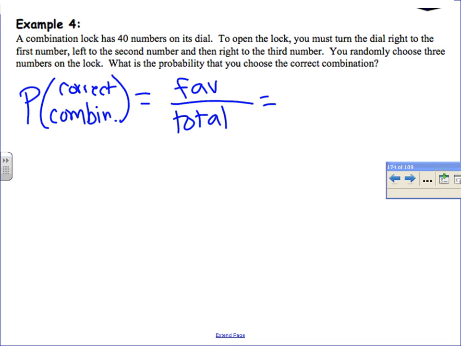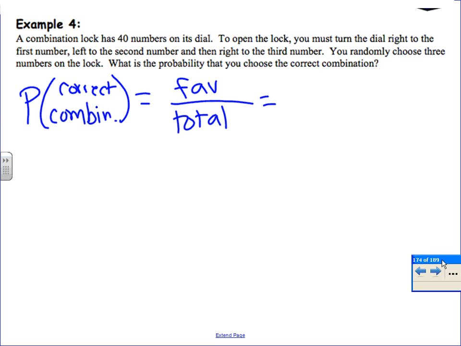So my first question is, let's start with the total. If there are 40 numbers on the dial, but of course there's only 3 options, what do you think the total is going to be? There's 40 total numbers that are on the dial. How do we find the total if we only have 3 numbers, but there's 40 options? Zach? 40 times what? No?